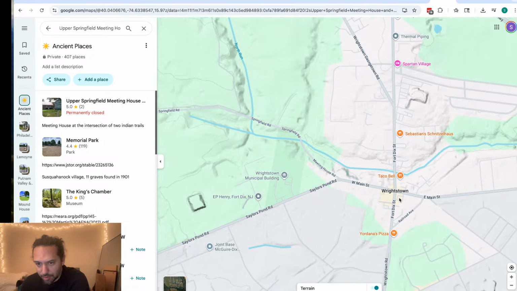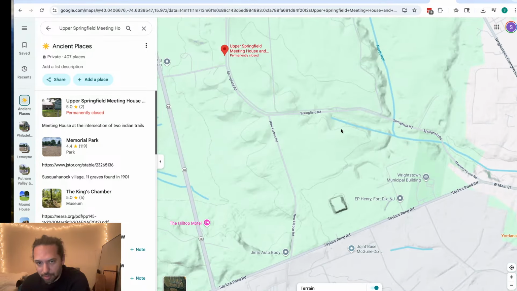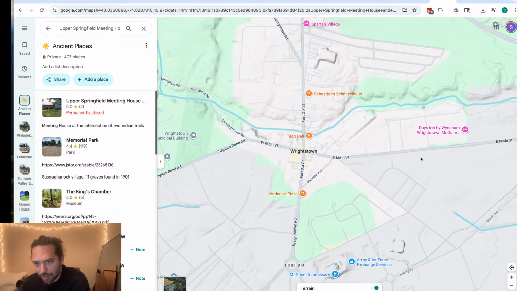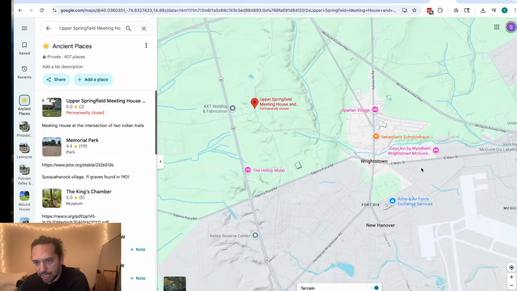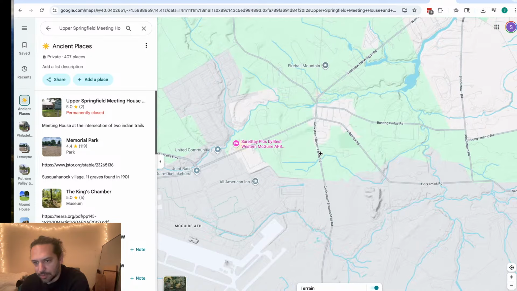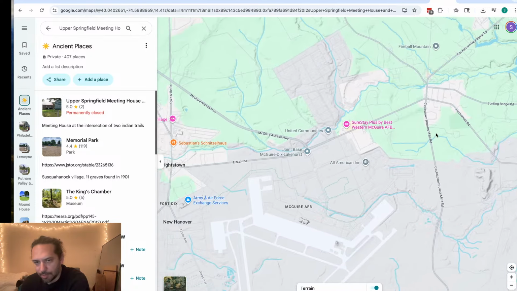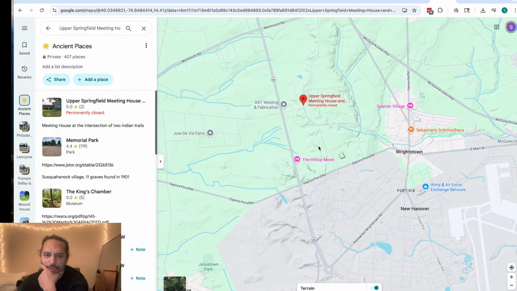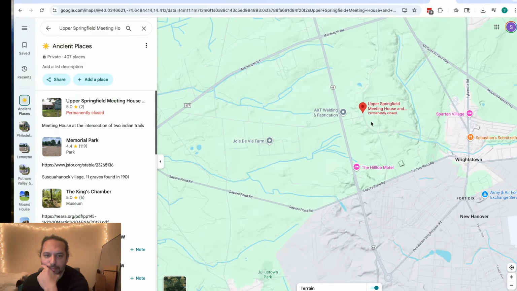Meeting House Road. So maybe the old trail kind of went down this way. Main, and then joined East Main Street. And off to the west, off to the east it went, you know. Something like that. Maybe. Be interesting to find out more about that. I'm glad they at least have a marker. That's pretty cool.